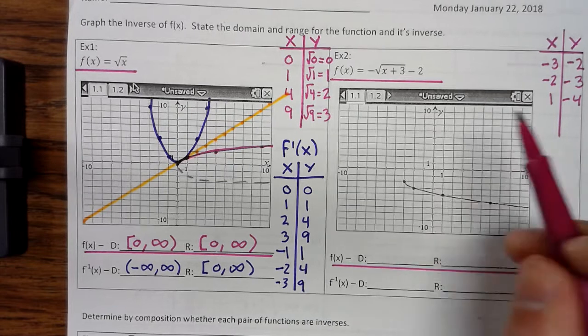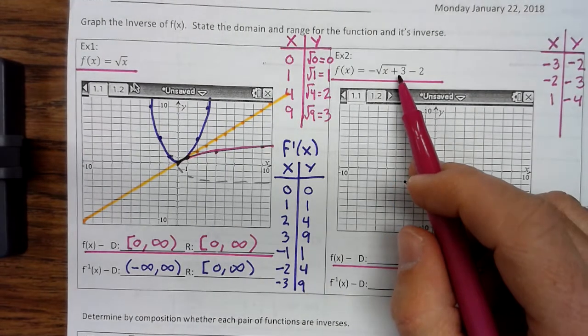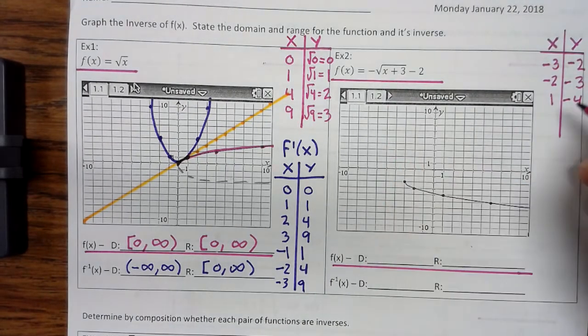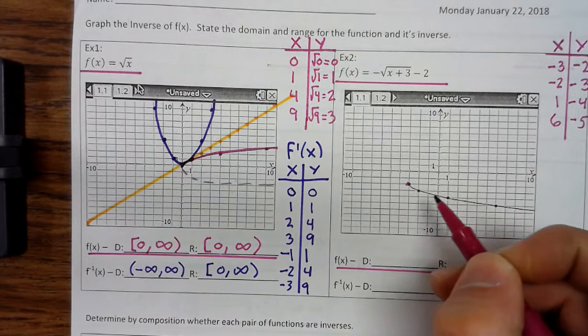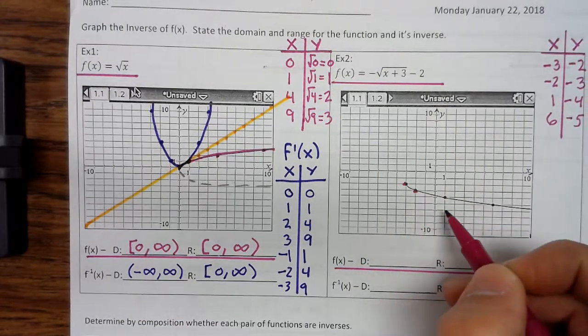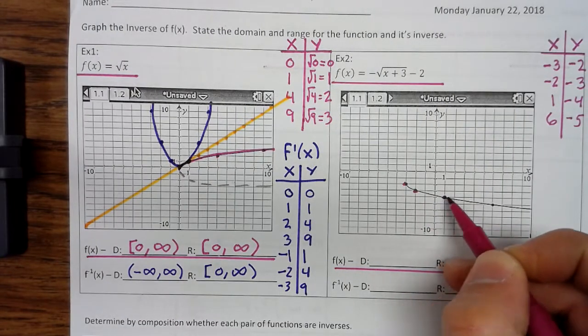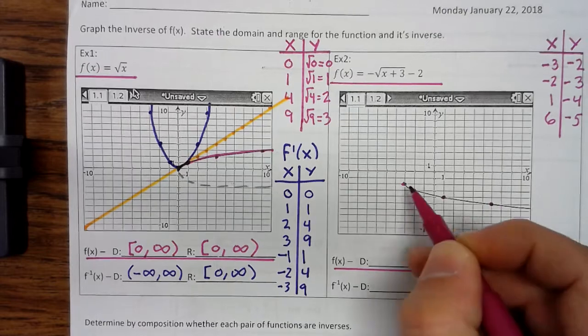And then my last point I'm going to use is 6 because 6 plus 3 is 9. Square root of 9 is 3. That's -3 minus 2 is -5. So that's (-3, -2), (-2, -3), (1, -4), and (6, -5).